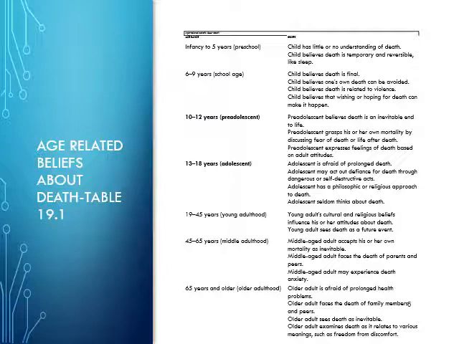At 65 years and older, the older adult is afraid of prolonged health problems. They don't want to die alone. They don't want to have a long death experience where they suffer. So that's why hospice and palliative care is so great.